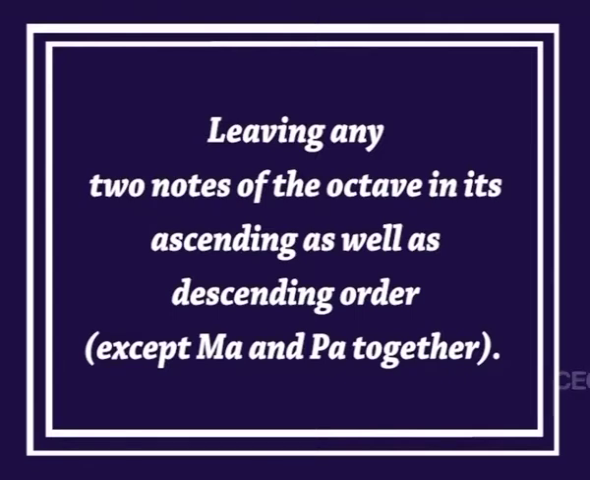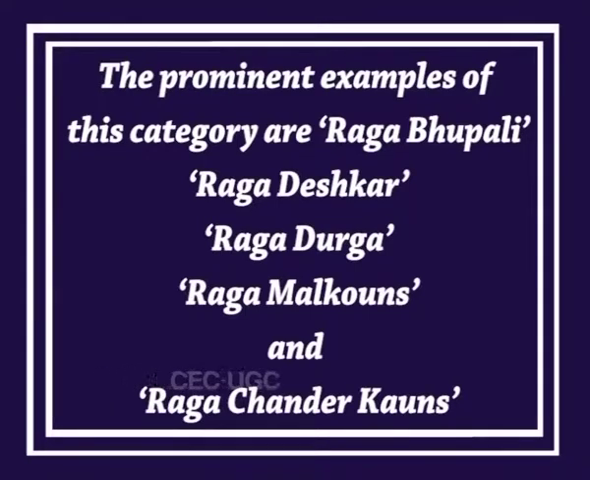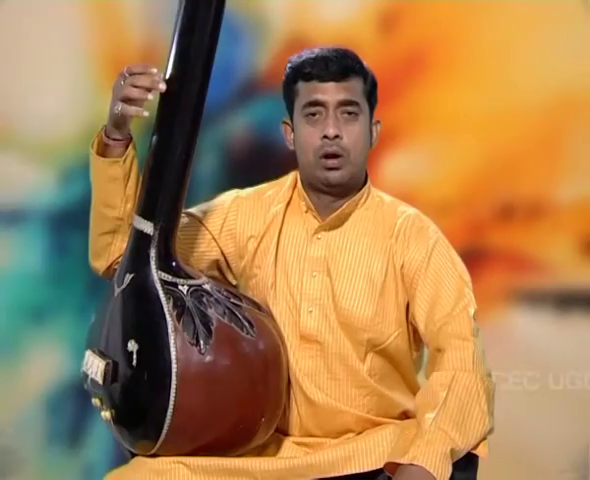Audav Audav Rag always uses 5 notes both in its Aroh and Avroh, thus leaving any 2 notes of the octave in its ascending as well as descending order, except Ma and Pa together. The prominent examples of this category are Rag Bhopali, Rag Deshkar, Rag Durga, Rag Malkauns, Rag Chandrakauns, etc. Rag Chandrakauns.